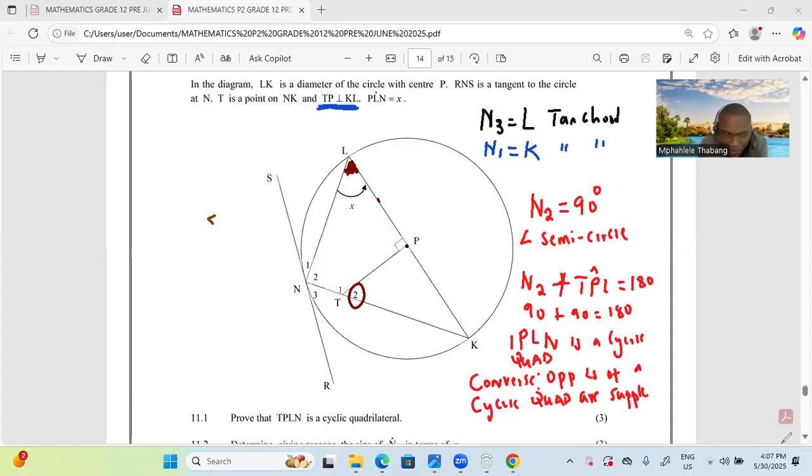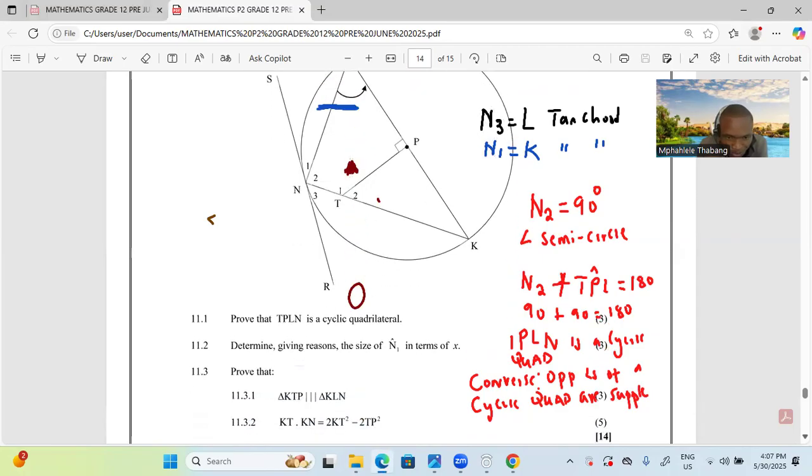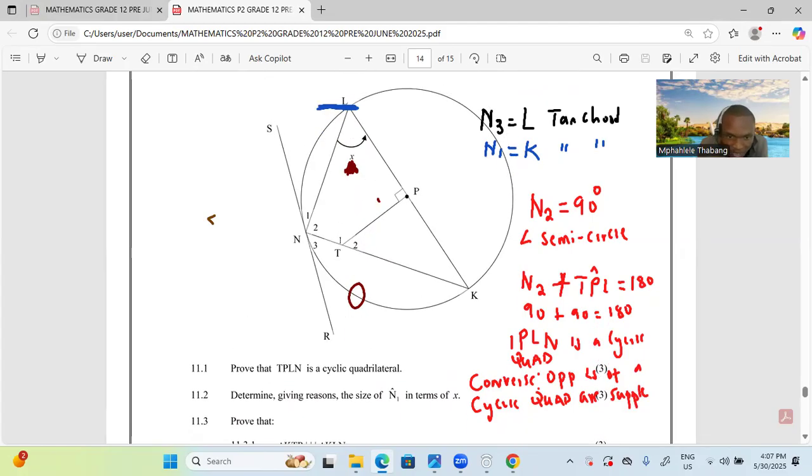Okay, so we have proven that this is a cyclic quad. Now let's continue. Determine, giving reasons, the size of N1 in terms of X. They are looking for the angle N1 in terms of X.